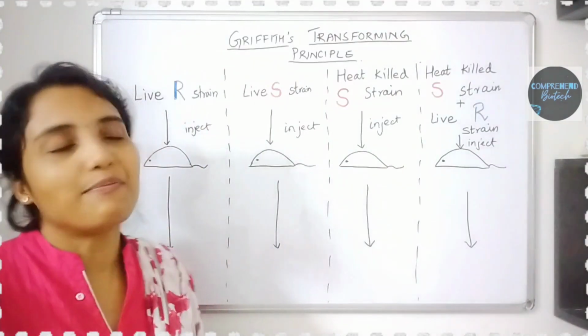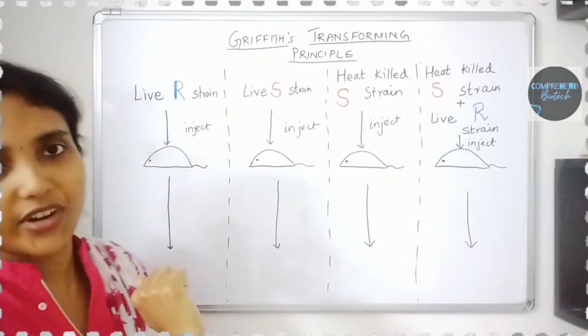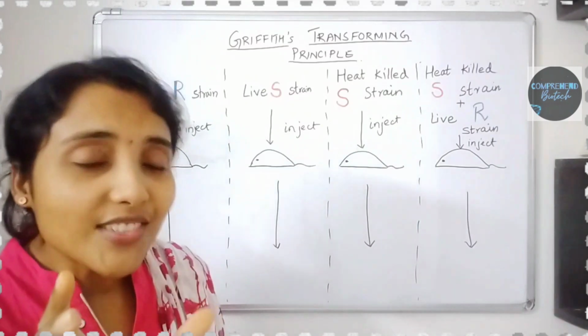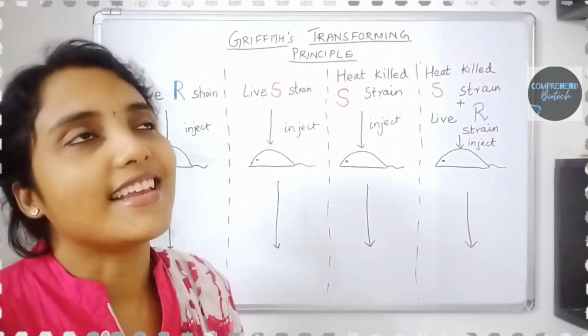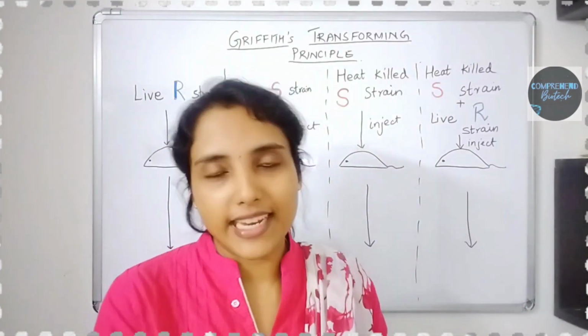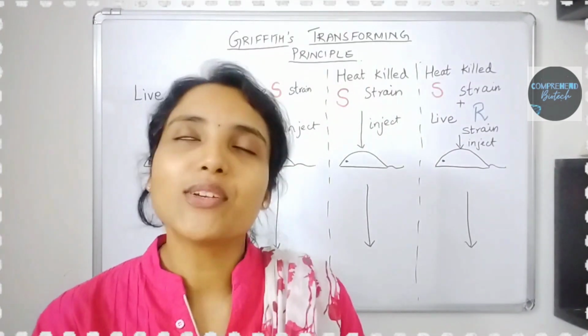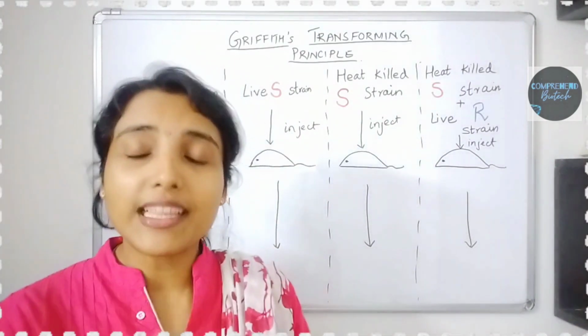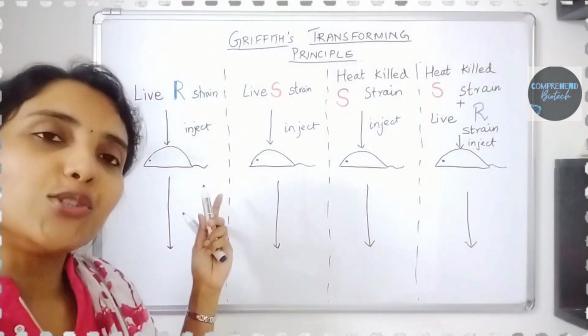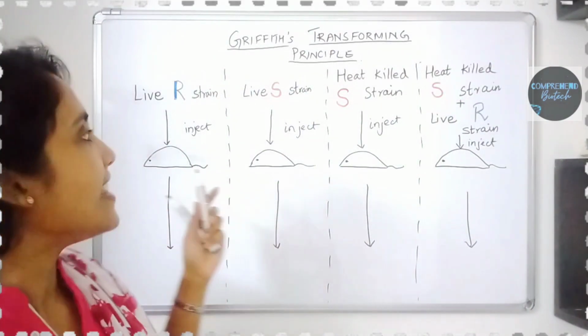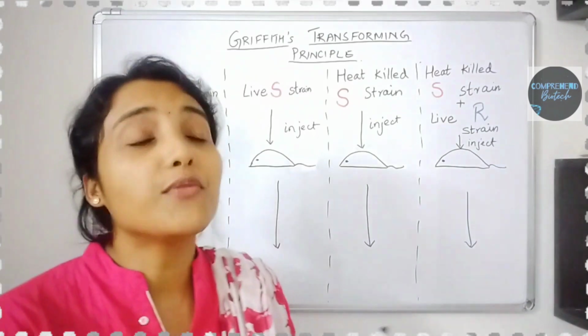So in the first set, he took live R strain. If you remember, the R strain or the rough strain is generally a non-virulent type. It does not cause pneumonia, it does not cause any kind of infection, so it is non-virulent. So he took that strain, injected it into a healthy mice, and then he waited for the results, okay?